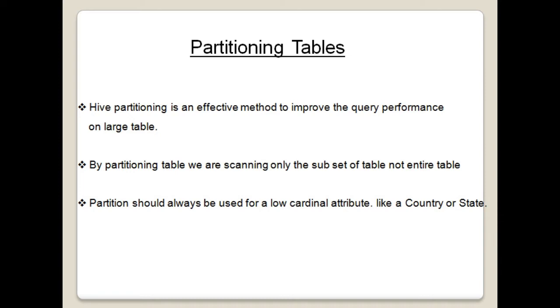Partitioning should always be applied on low cardinality attributes, for example country or state. Cardinality means the number of distinct values in a column. If that is low, then we should go for partitioning.